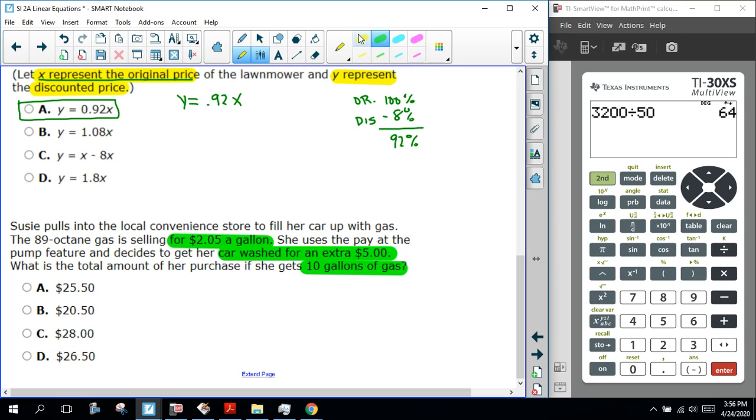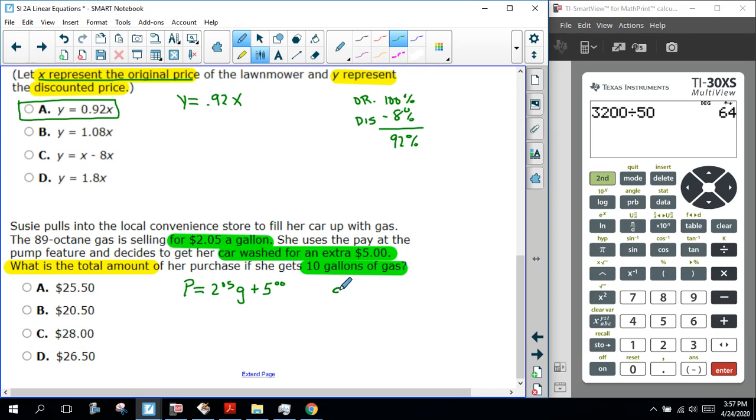So there's all the information that's important. The question wants to know what is the total amount that she's going to pay. Okay. Well, what is she going to pay? Let's use P. Her pay or payment is going to be $2.05 per gallon. So per gallon means I'm multiplying it times the number of gallons. So 2.05 per gallon. Plus, she decides to get the car wash. And the car wash is another $5 onto her bill. So she's going to pay $2.05 per gallon plus the $5.